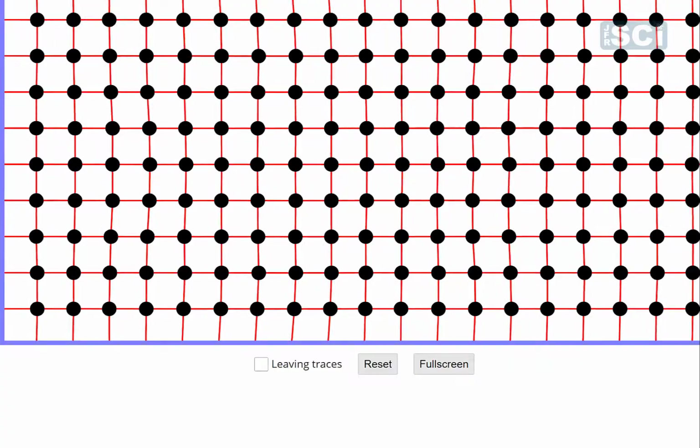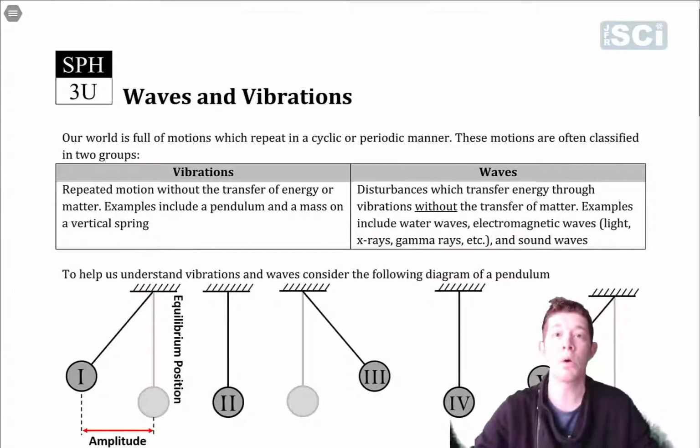Some examples of waves would be the water waves that you're seeing on the beach, or electromagnetic waves. These are your light, X-rays, gamma rays, anything on the electromagnetic spectrum. The last of our examples here are sound waves. How you're hearing me right now is a type of wave.